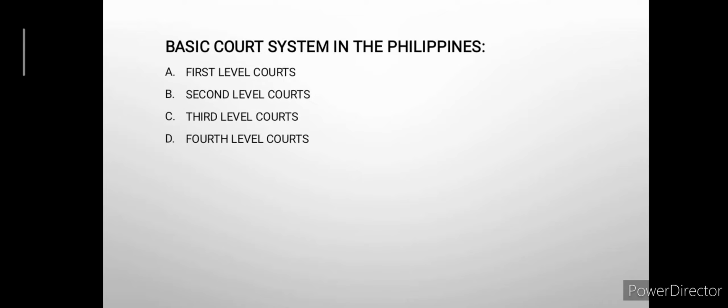The third level court is the appellate court, or the Court of Appeals. It is essentially an appellate court reviewing cases appealed to it from the regional trial court. It may review questions of fact or questions of law. Appeals to it regarding cases decided by the RTC in the exercise of original jurisdiction are a matter of right, but appeals with respect to cases decided by the RTC in the exercise of its appellate jurisdiction are a matter of discretion.